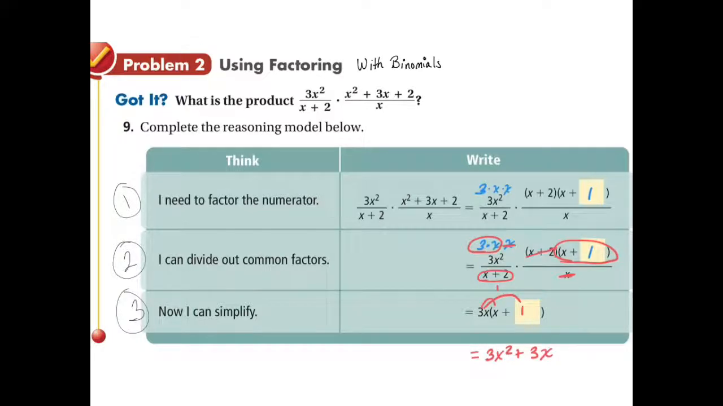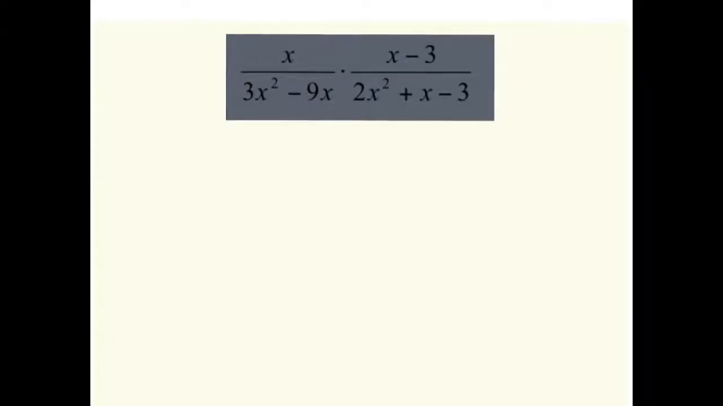Let's look at this one more time. In the numerator, we have x. We can't factor that. But in the denominator, we have a greatest common factor. That greatest common factor is 3x. So 3x divided out of there leaves x. 3x taken out of here gives a minus 3.